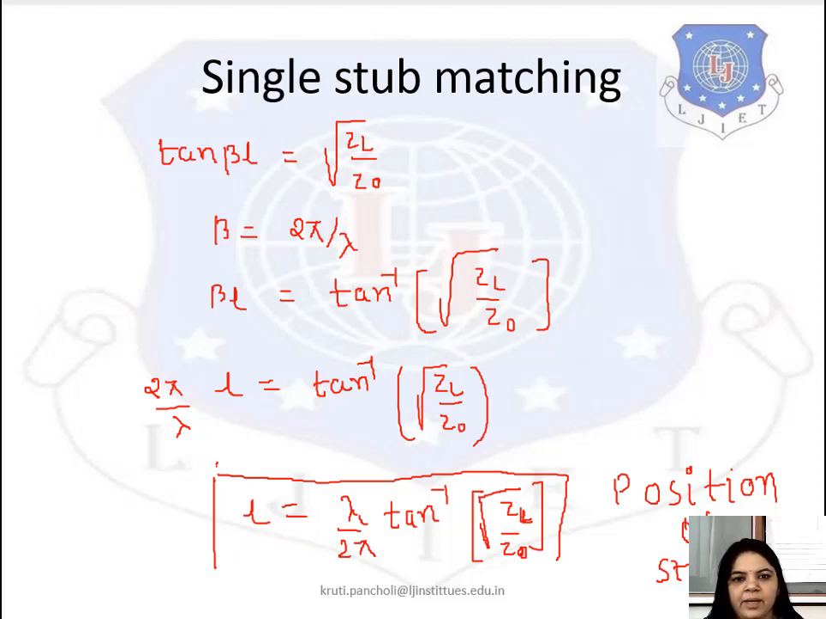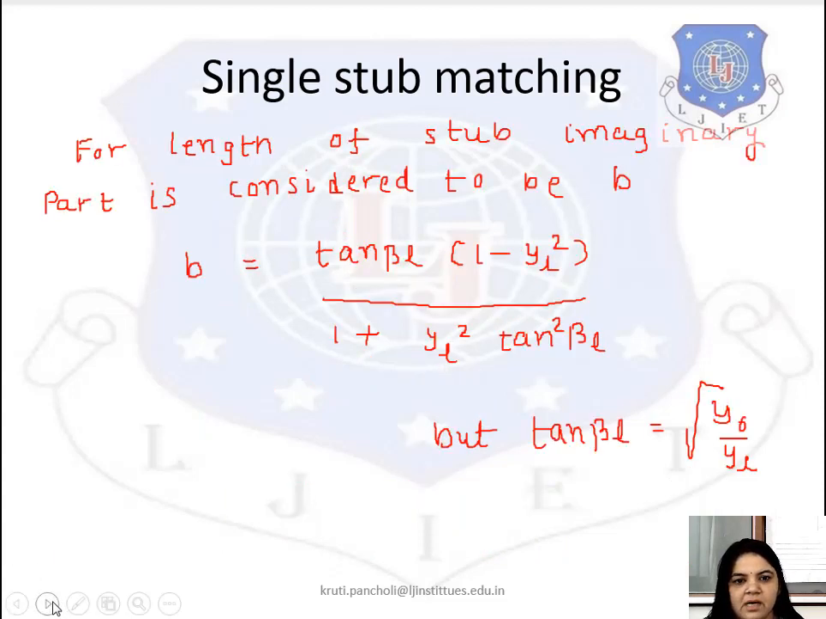Now we want to calculate the length of the stub. We have compared the real part, and now we are comparing the imaginary part, the susceptance. So this B is my imaginary part: B = tan βL (1 - YL²) / (1 + YL² tan² βL). But we know that tan βL is the square root of Y0/YL. So now we put the value of tan βL in the above equation.